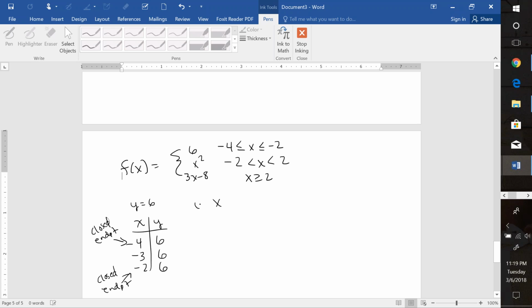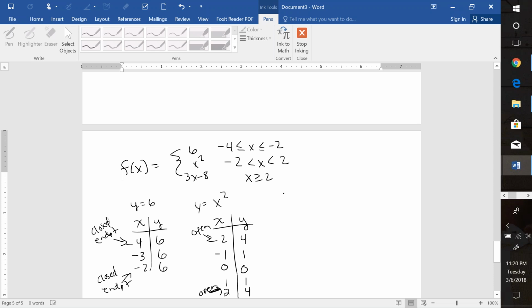For the second one, y equals x squared, you are doing that one from -2 to 2. So -2, -1, 0, 1, 2. Sometimes I'll do all the points in between. Both of the endpoints here are open for the 2 and the -2 because of the non-equal to's. We're squaring, so -2 squared is 4, -1 squared is 1, 0 squared is 0, 1 squared is 1, 2 squared is 4.